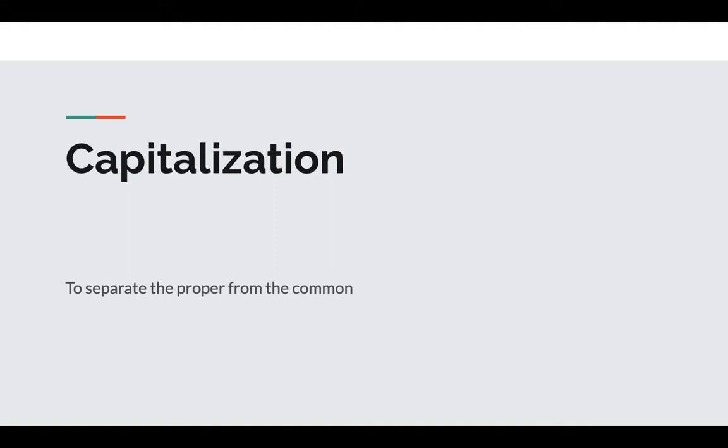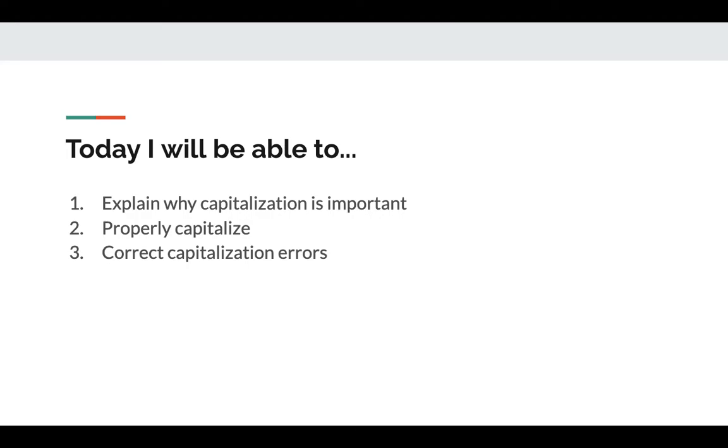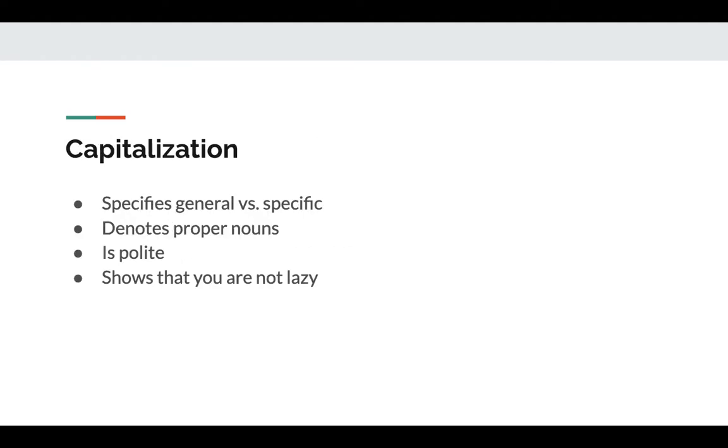In essence, capitalization is to separate the proper from the common. Okay, we'll go over why capitalization is important, how to properly capitalize, and to correct common capitalization errors. Okay, so you capitalize things to show that they are specific. If they're not specific, it's general and they're not capitalized. They show proper nouns like people or places.